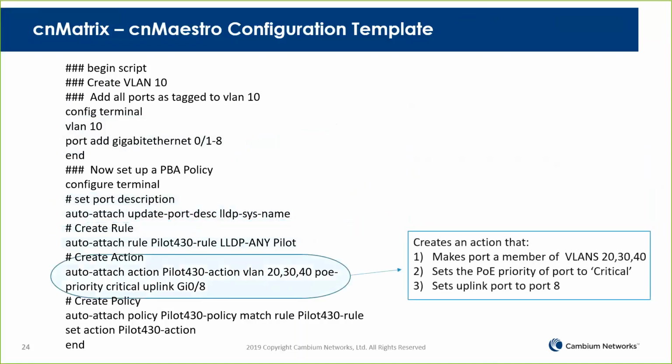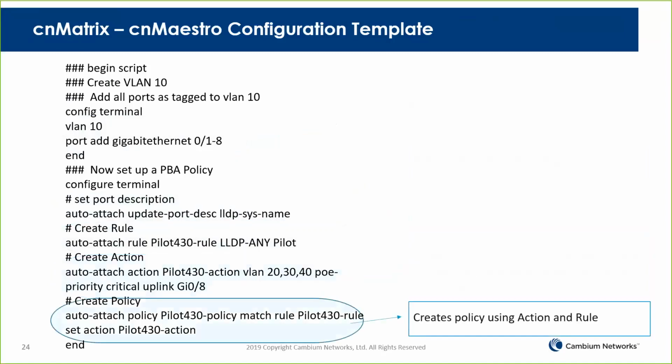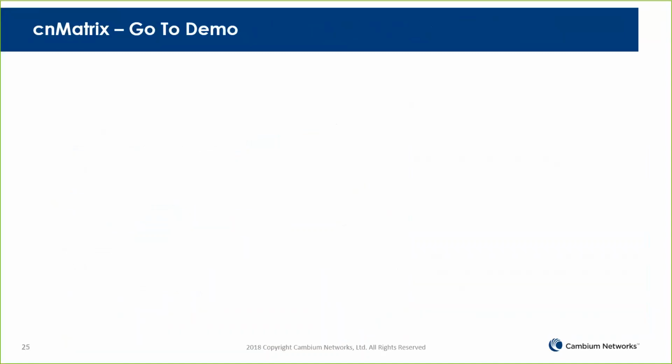The action that I've created, I have a few items in my action. I'm creating VLANs 20, 30, and 40. So whatever port we plug the AP into will be made a member of VLANs 20, 30, and 40. The second item of the action is I'm going to change the PoE port priority from the default value low up to critical, and I'm going to use port 8 as my uplink port. The final step is to create the actual policy, which just ties the rule and the action together and gives it a name. In this case, it's called Pilot 430.